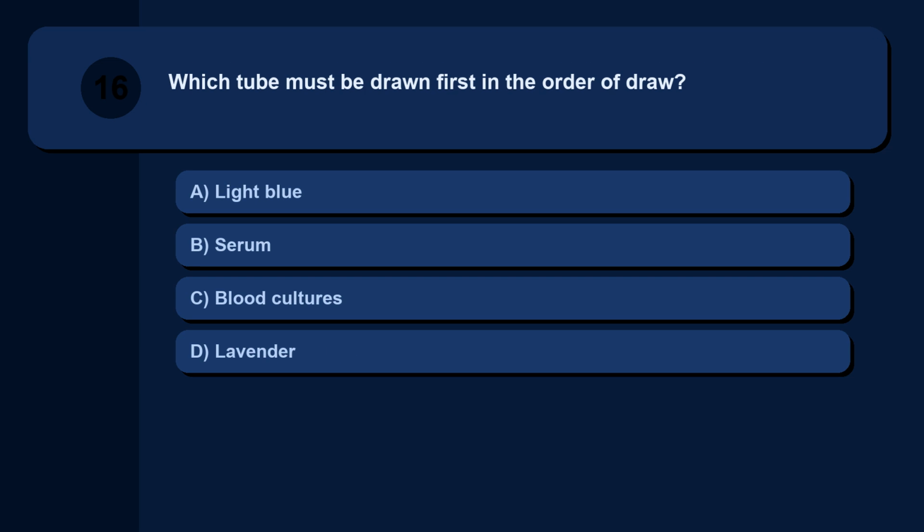Question 16. Which tube must be drawn first in the order of draw? Light blue. Serum. Blood cultures. Lavender. Blood cultures are drawn first to prevent additive carryover and minimize contamination, which is critical for accurate microbial detection.